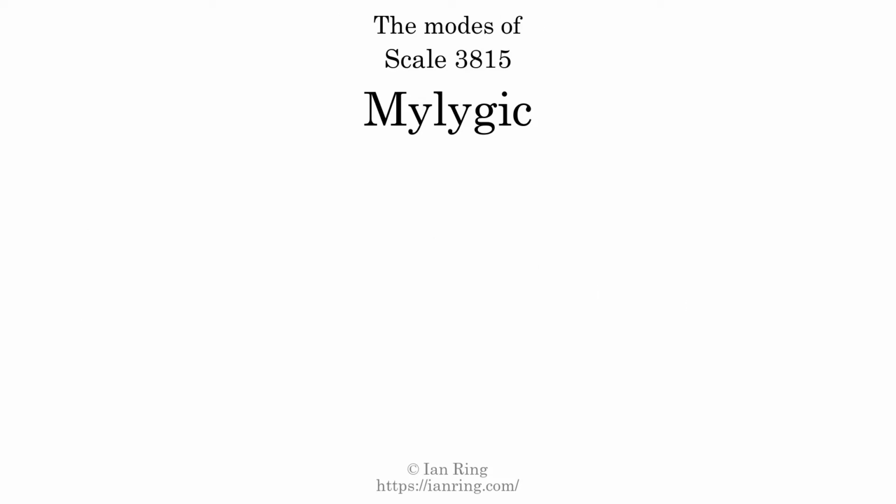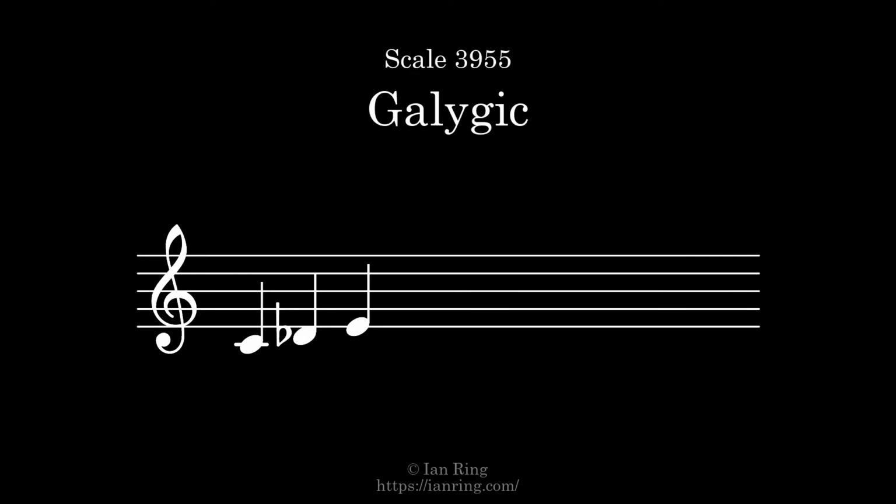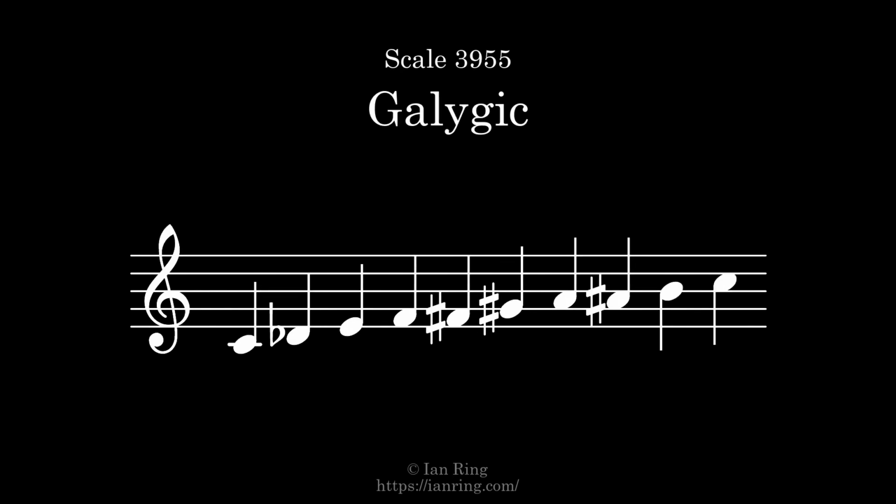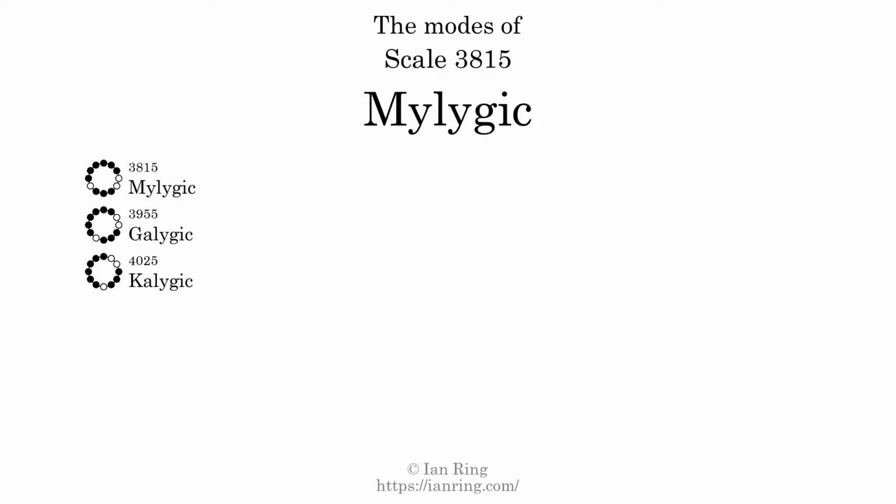This scale has 9 modes. The first mode is itself. The second mode is scale 3955, also known as Mylygic. It sounds like this. The third mode is scale 4025, also known as Mylygic. It sounds like this.